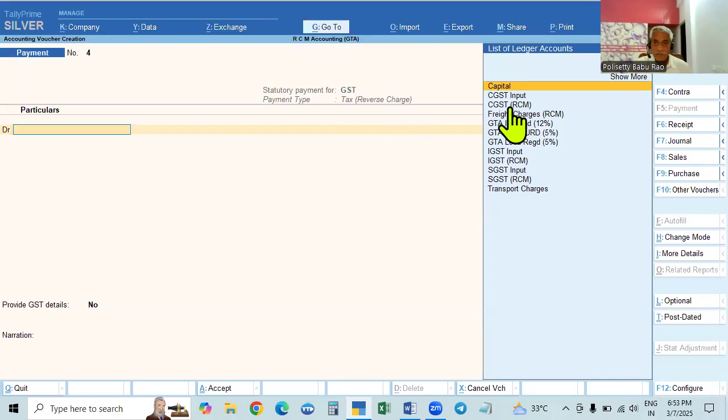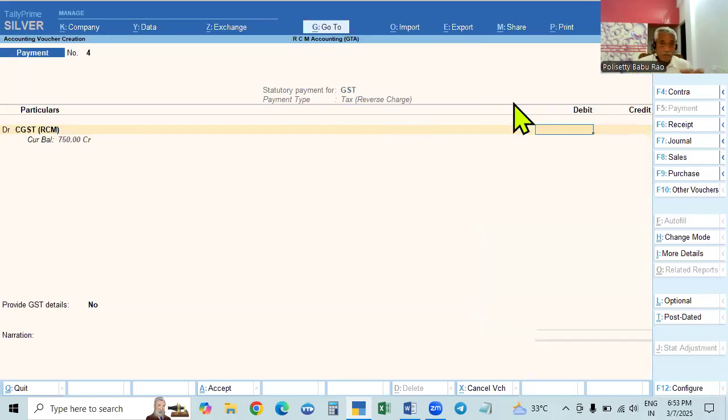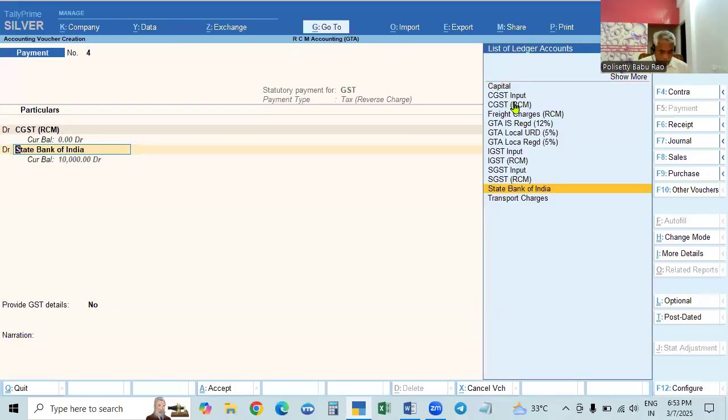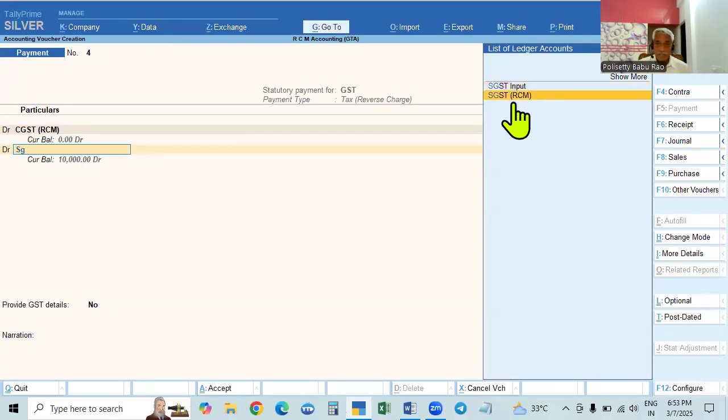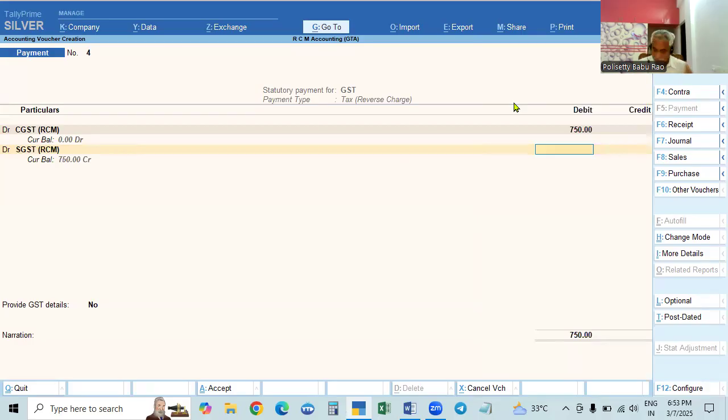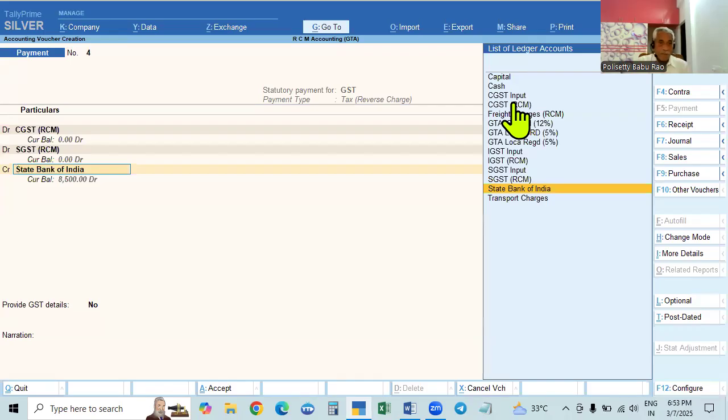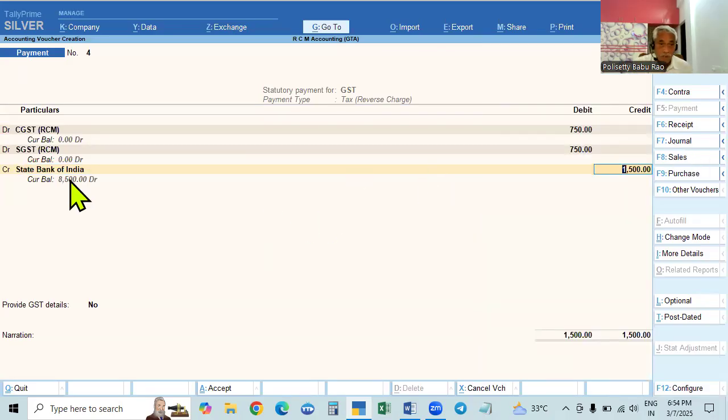Now, what to do? Both the liabilities. So for RCM, what is the amount available to be paid? 750, 250, and 500. And then again debit, you take the HGST liability, HGST RCM, the same thing, 750, total 1,500 rupees. Then credit, we are making the payment through bank. I already created an opening balance, capital and bank, 10,000. Out of that, now we are paying 1,500 rupees, so 8,500 rupees will be the balance in bank.